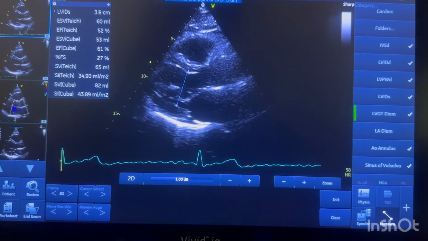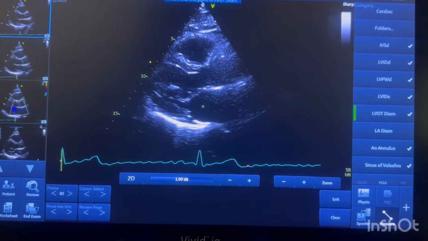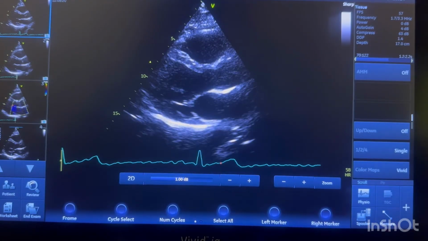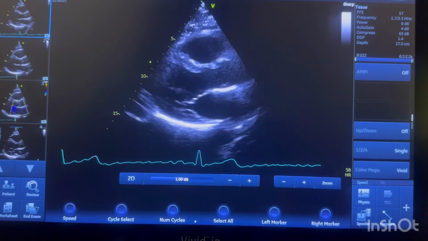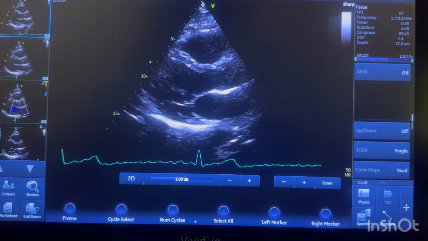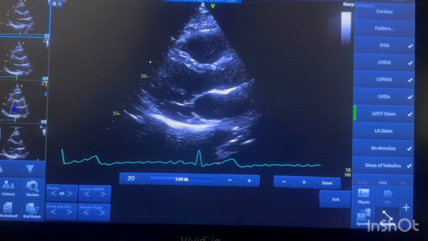Now the next measurement would be the LVOT diameter. For the LVOT diameter, if I run this view, this is the view. You just freeze it and go into systole when the aortic valve opens. Keep in mind that this one is your aortic annulus.